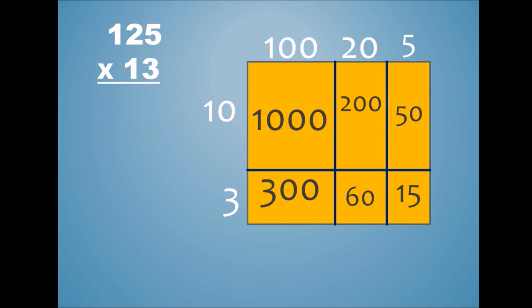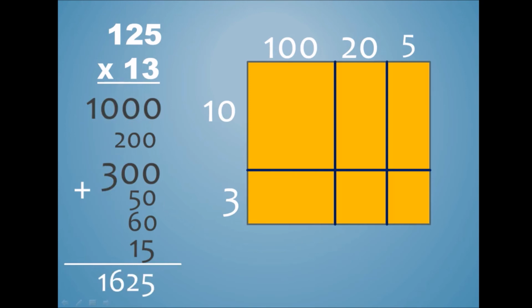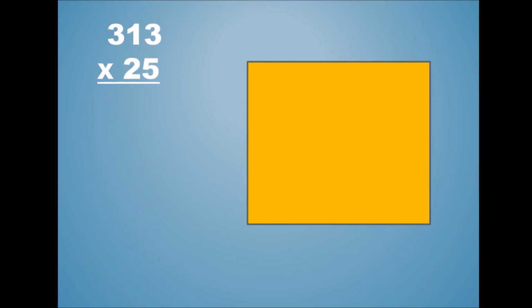So now we're ready to drag each of these numbers underneath the equation. And we're going to add up vertically the ones place, the tens place, the hundreds place, and the thousands place. Okay? So the final answer will then be 1,625.